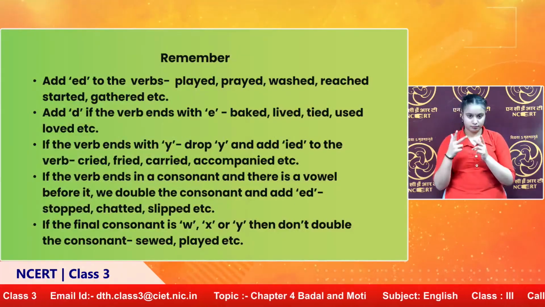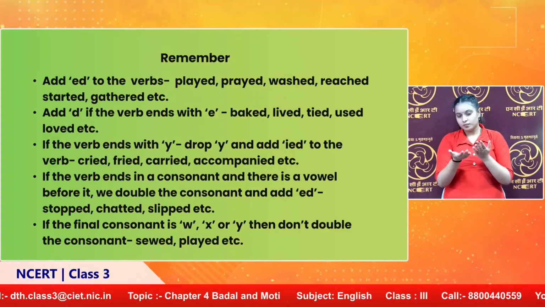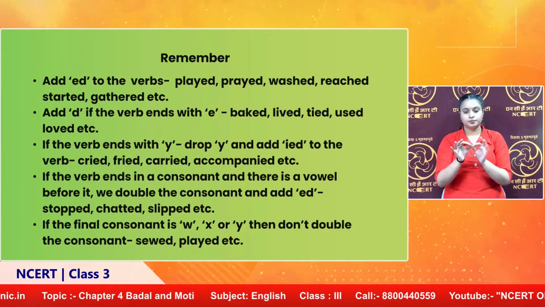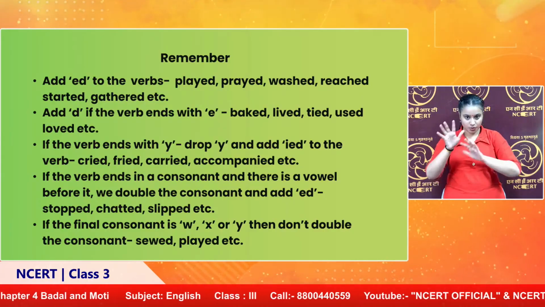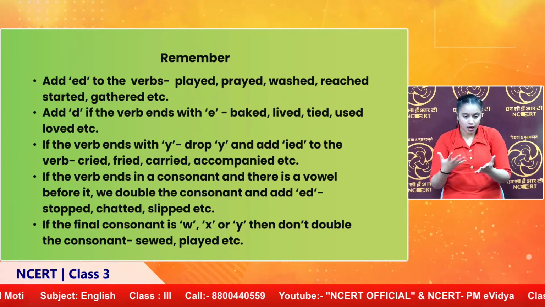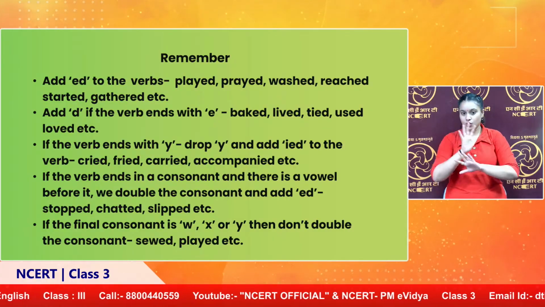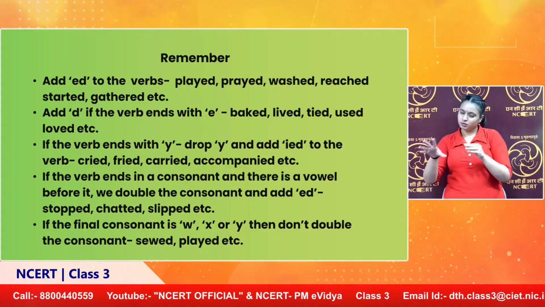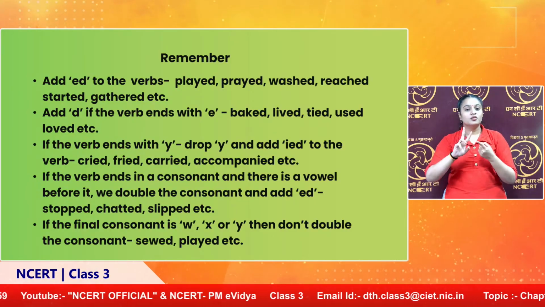Okay. We are having a set of rules here, though it is looking a little big on the screen for you today, but yes, I will explain it. Like we have already explained that ED is added to the verbs like played, prayed, washed, reached, started and gathered. These are called regular verbs. But when the verb is ending with E, we are just putting D there, like baked, lived, tied, used, shared, loved.